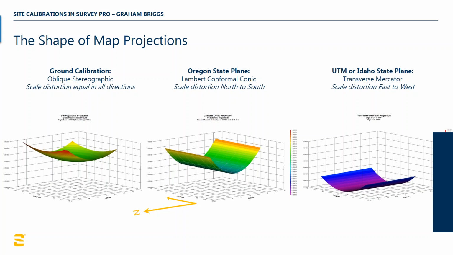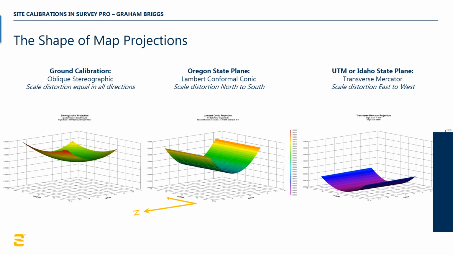So the map projection you see on the left, that's the oblique stereographic projection, which is the projection we use in the background by default anytime you choose one of those ground calibration scenarios. The projection in the middle is the Oregon South State Plane Zone, and it's a Lambert projection. And you notice right away that they have a different shape.